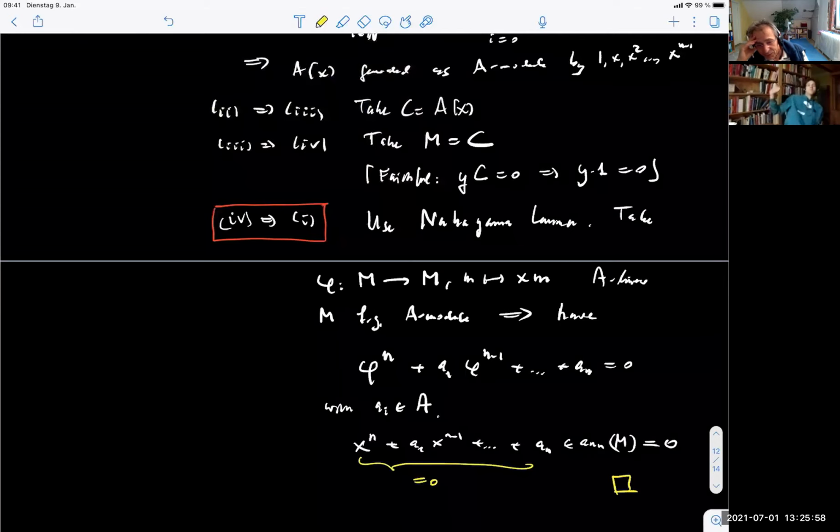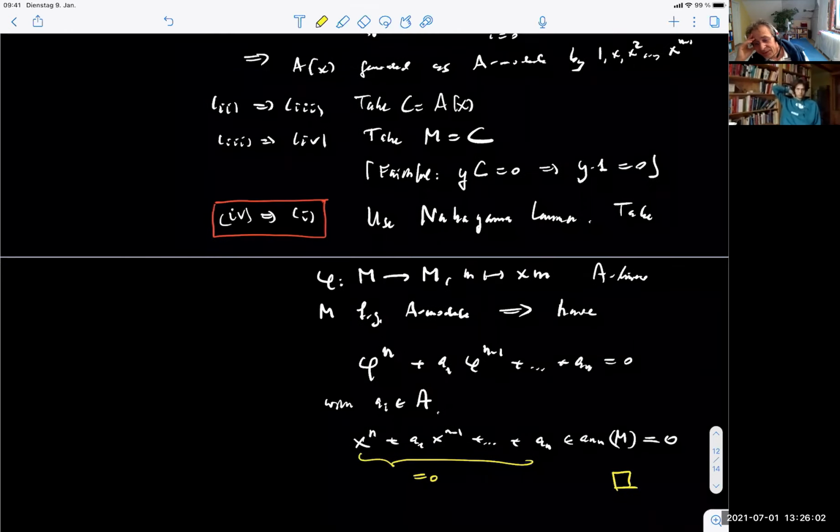Okay. So if there is anything to remember here, this is the Nakayama lemma. Somehow you have the information that something is finitely generated, you retranslate it to a linear relation among these powers, and that's what it is. Okay. Question?